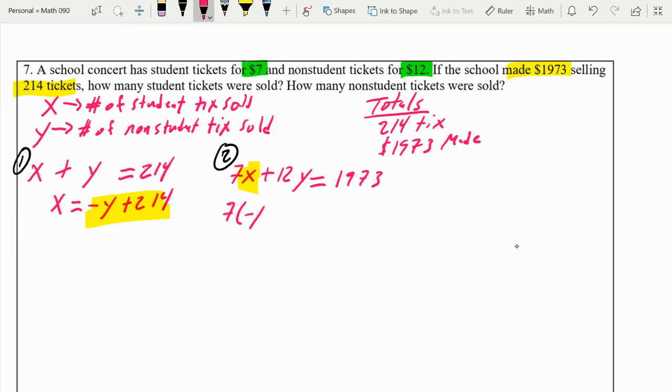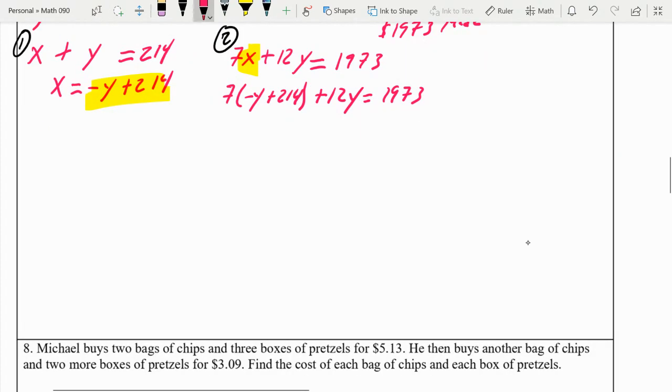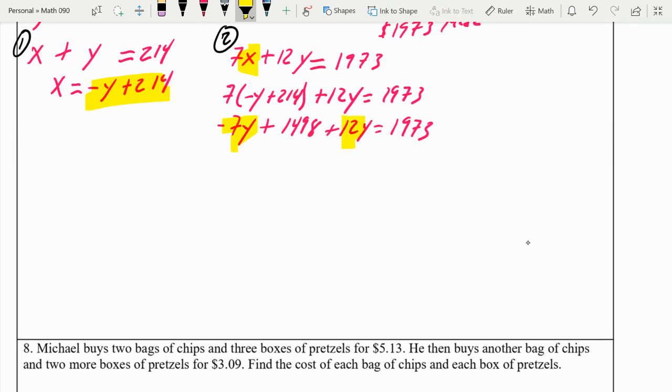So 7 times negative y plus 214 plus 12y is equal to $1,973. Distribute, solve. You know the whole drill. You know how to do this. So I have negative 7y plus this big old number 1498 plus 12y is equal to 1973. I'm going to combine my like terms. So I end up with 5y plus 1498 is equal to 1973.